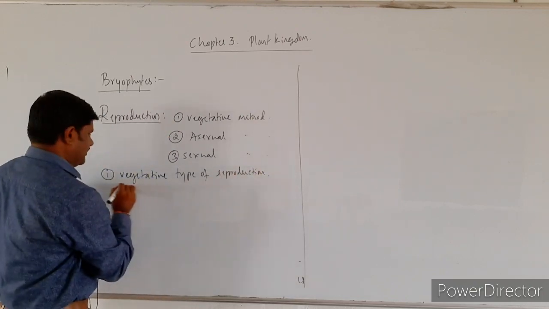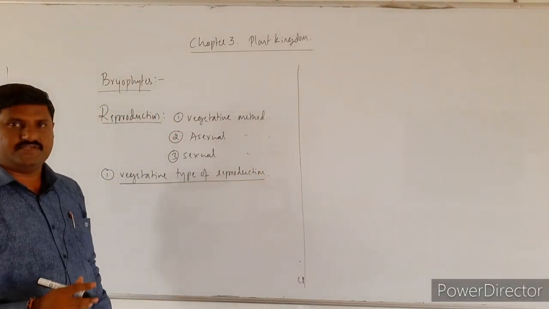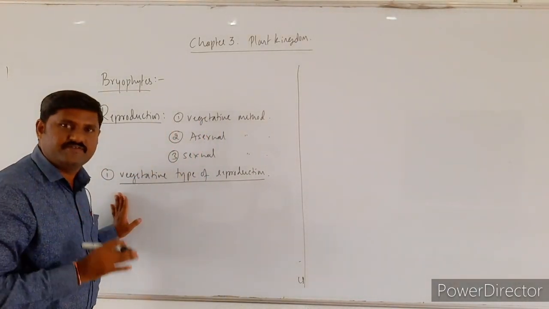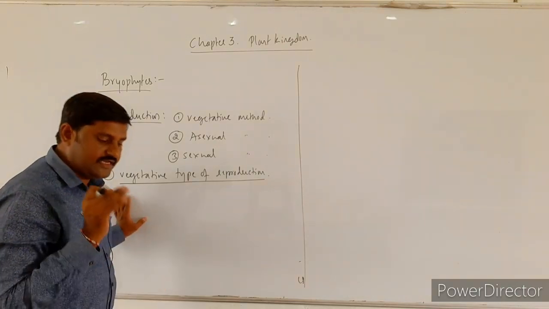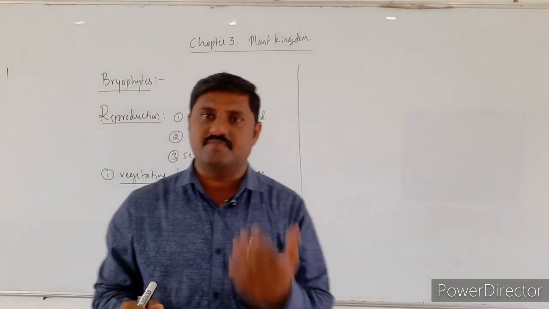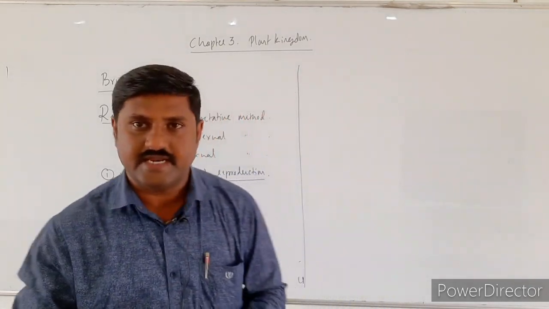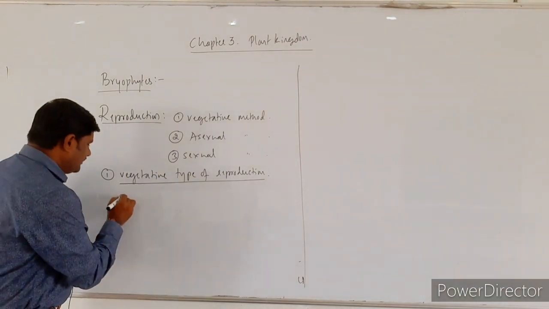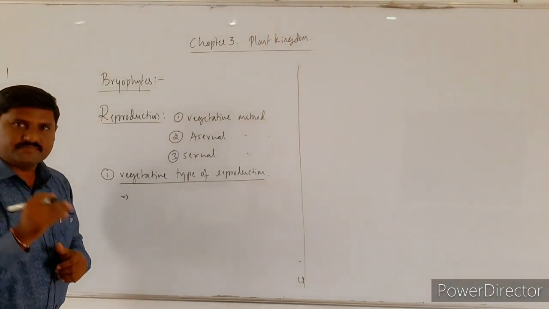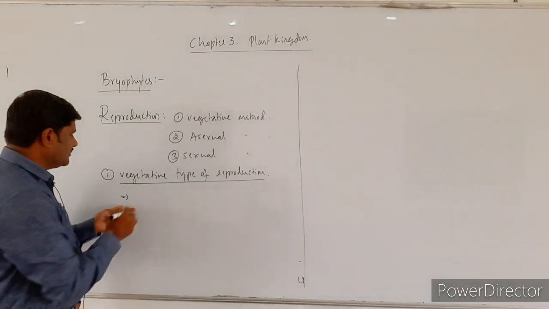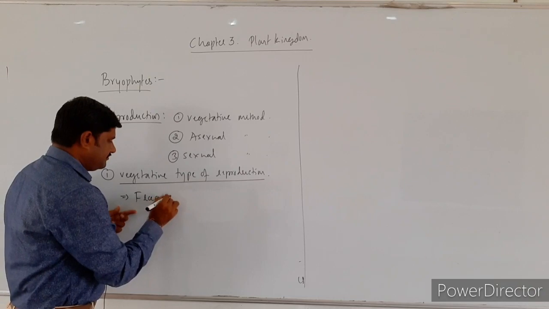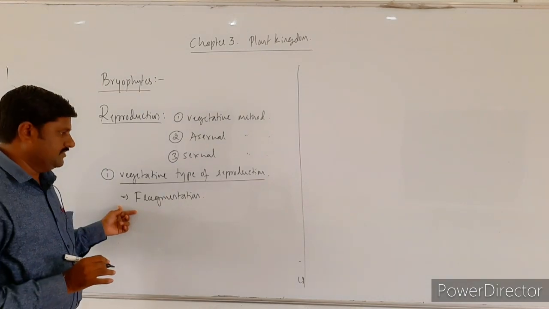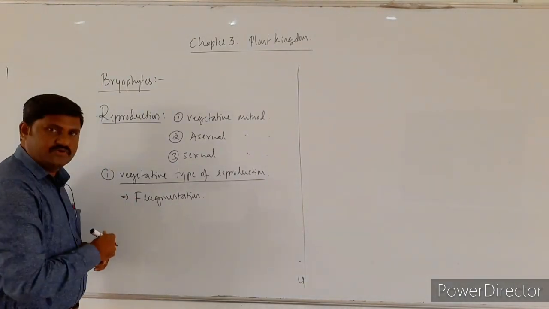Vegetative type of reproduction, how it occurs, is a very important point. Vegetative reproduction is one type of reproduction in which the new organism or new individual is formed from the detached part of the plant body, right? So let us see how it occurs in case of bryophytes. This vegetative type of reproduction occurs by fragmentation. Fragmentation is one kind of vegetative type of reproduction, and this method you know better.